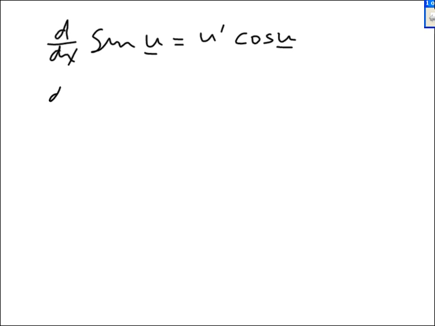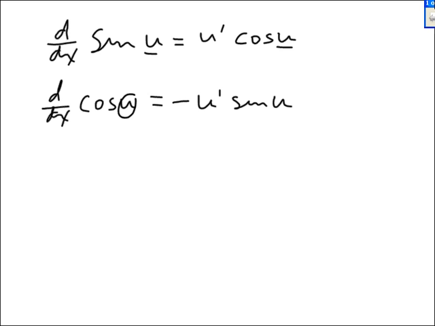This topic will be derivatives of trig functions. You need to know these 6 rules. The derivative of sine of any angle is equal to the derivative of the angle times the cosine of the angle. Notice the angle does not change.